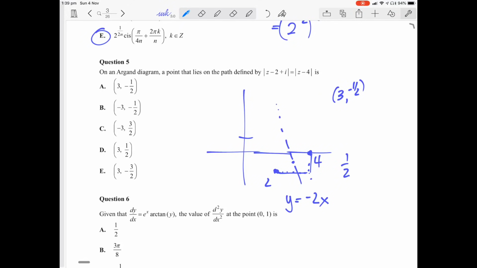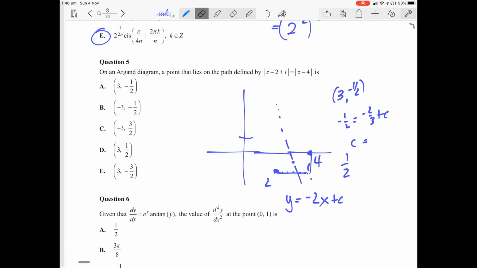So you get y equals that plus c. Okay, so negative a half equals negative 2 on 3 plus c. So c equals negative a half. Put it on, I'll stuff something up here. 3, negative a half.